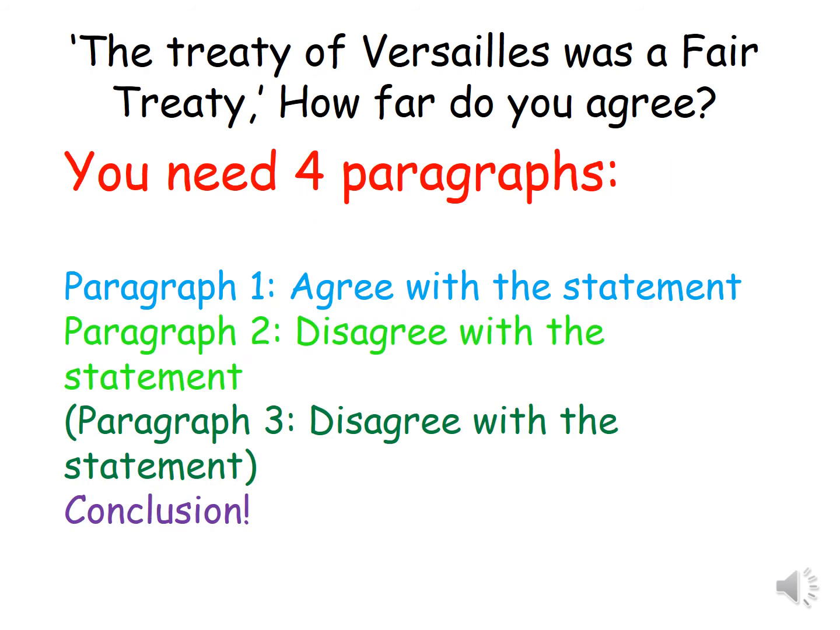You need 4 paragraphs. Your first paragraph should agree with the statement. So your first paragraph should be telling us all about why the Treaty of Versailles was fair. Your second paragraph needs to disagree with the statement and tell us why the Treaty of Versailles was not fair. If you are able to add a 3rd paragraph, that should be on another factor on why you disagree with the statement. And finally, a conclusion at the end where you summarise your opinion and you tell us what you think overall.